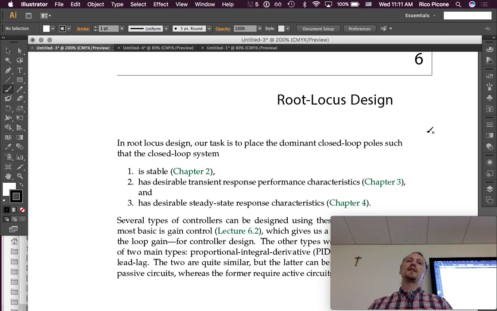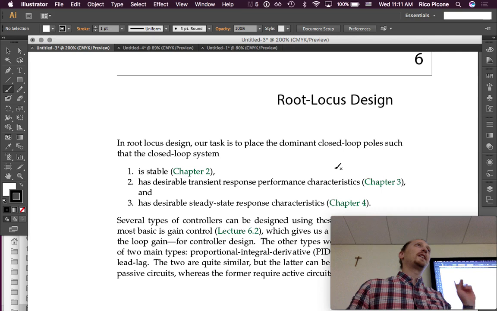our task is to place the dominant closed loop poles such that the closed loop system is first of all stable. Okay, so pretty big prerequisite. It's got to be stable.